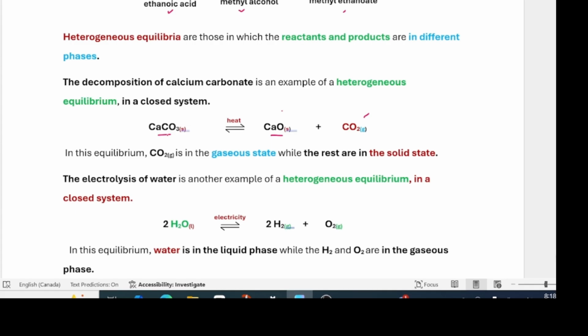The people who want to allow this reaction to go on to the right will deliberately allow the carbon dioxide to escape such that no equilibrium is established, and that results in eventual breakdown of all the calcium carbonate to give you calcium oxide and carbon dioxide.